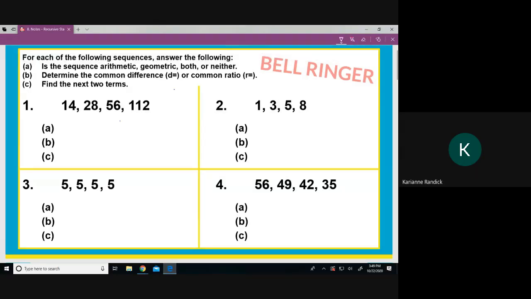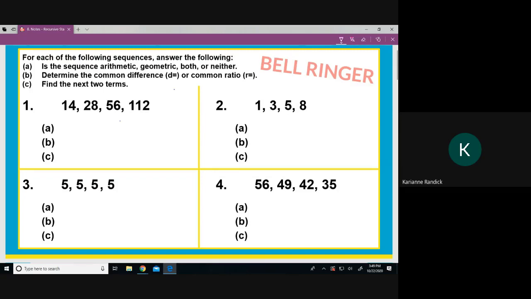All right, so we're going to take a look at our new notes. We're going to review really quick in this bell ringer our prior day of notes. We are determining, given a sequence, is it arithmetic, geometric, both, or neither? Determine the common difference or ratio and then find the next two terms.